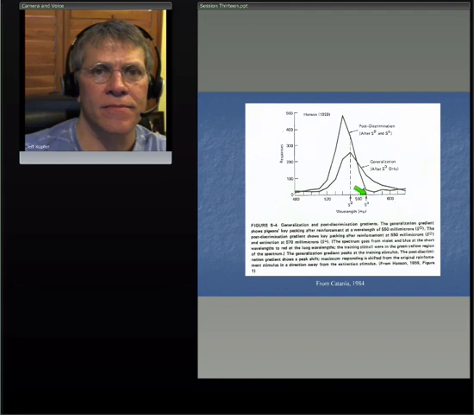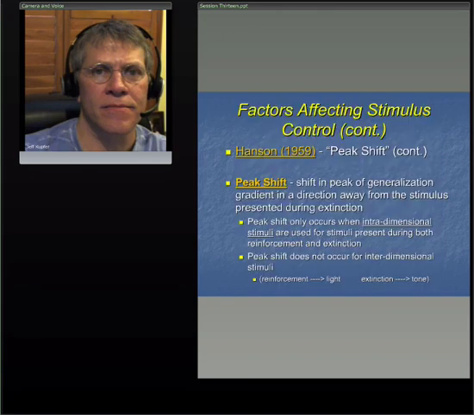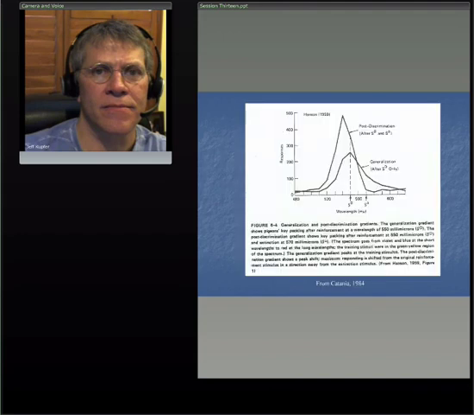And by the way, this would obviously work if I was working with a 1,000 hertz tone here, and all of a sudden I made the S delta, instead of a 1,000 hertz tone, a 15,000 hertz tone. All of a sudden it would shift in this dimension. Why? Because it's in the same dimension. When they're not in the same dimension, we call that interdimensional, and you will not get the peak shift effect. Okay, and we are done with byproducts of stimulus control.